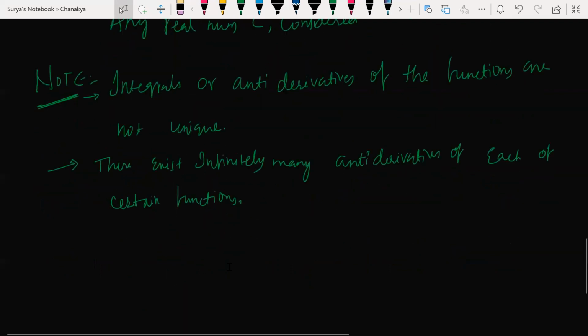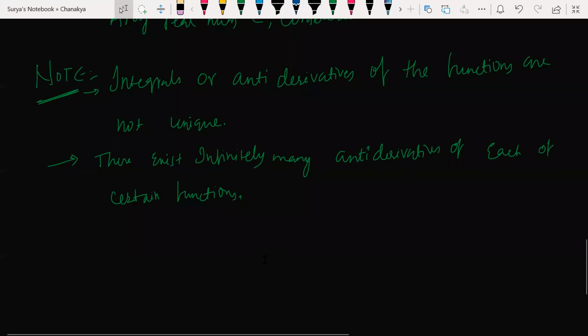Now I'll tell you. Look at this here. So first of all, let me talk about a couple of properties. Before getting to the properties, I'll just give an example. Okay, you can simply skip this as well, no problem. But there exist infinitely many antiderivatives of each certain function with respect to that particular arbitrary constant called C from the real number family.